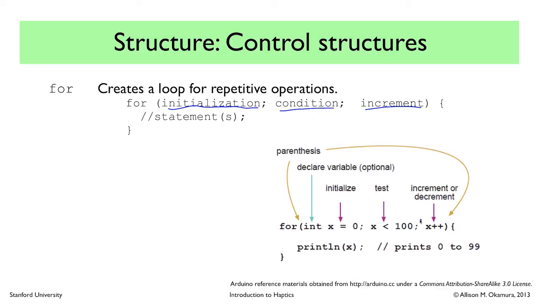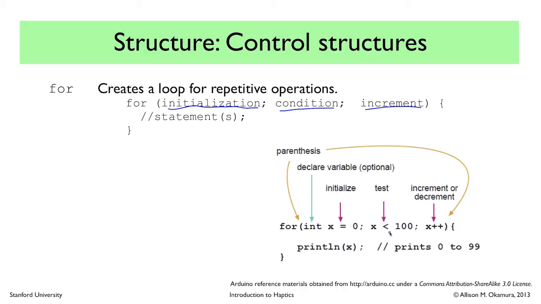So this is a nice picture of the different components from the Arduino website. So here's an example of the initialization. We declare a variable, int x equals 0. We initialize it to 0. Now you don't necessarily have to declare it as an int if your variable has already been declared, but you have to give it an initial value. So we're going to start out with x equals 0.